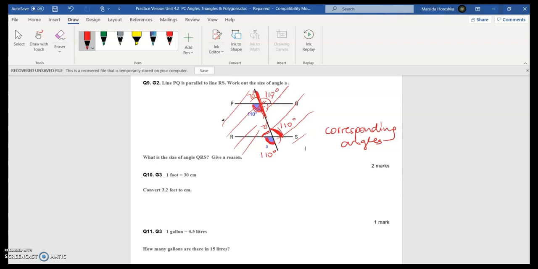So all we needed to do for this question was to write corresponding angles and work out the size, which was 110. But I went through some other types of angles in parallel lines, such as vertically opposite, we've got corresponding, we've got alternate angles as well, so alternating between different areas. So this one here is alternating with this one. So we have also co-interior. So if we think of these as rooms, we have co-interior angles. So this one here is co-interior with this one, so both of them add up to 180.